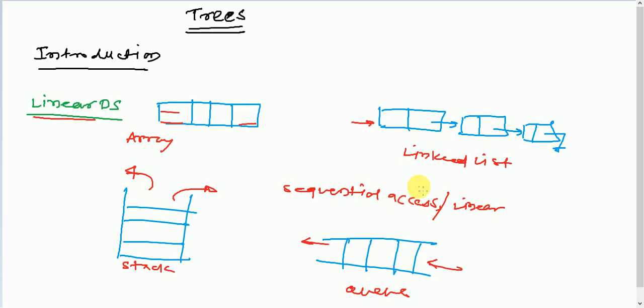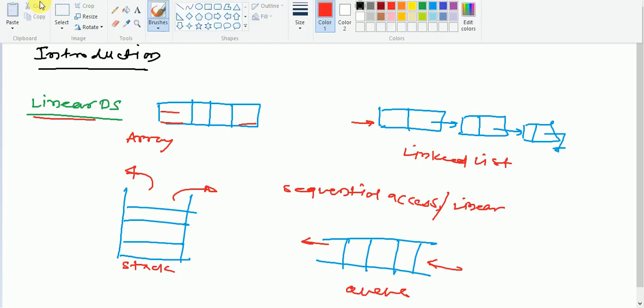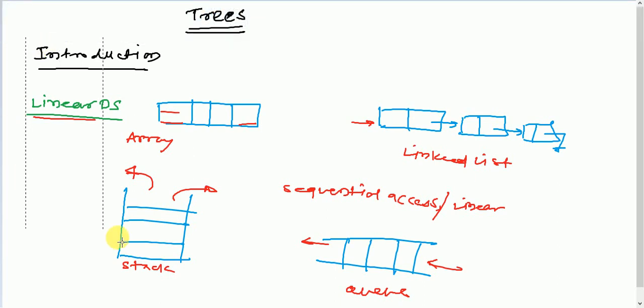Now the data structure which we are going to see today is the tree data structure, and the tree data structure is not a linear data structure, it is a non-linear data structure. Even when we are selecting a data structure, generally we see for what purpose I am selecting a particular data structure, and that is very important, right?